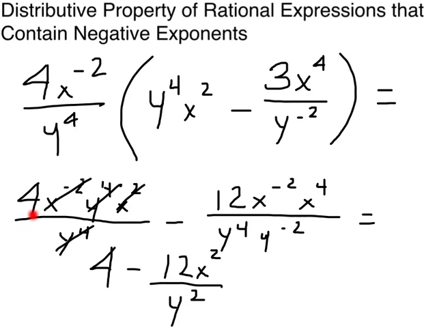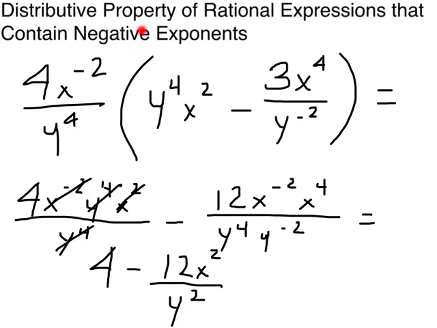My 4 is going to stay on top. I'm going to have x to the negative second on top, y to the fourth, and x squared and y to the fourth on the bottom. Well, when I look, I see that y to the fourth over y to the fourth, they cancel each other out. And up on top, 2 minus 2, those two cancel each other out, leaving me with simply 4. Then I'm going to multiply the 4 times the 3, and I'm going to get this 12.